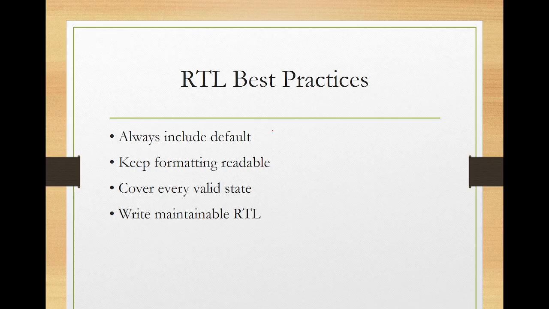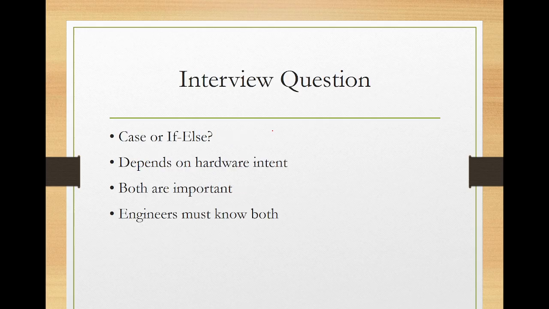Always include default, cover every valid state. Keep formatting readable. Write maintainable RTL. Use meaningful labels. Make hardware intent obvious. Good RTL isn't about clever code, it's about predictable hardware. Suppose an interviewer asks, case or if else? The correct answer is, it depends. Need priority, use if else. Need many-value selection, use case. Both are important. Great engineers know when to use each tool.